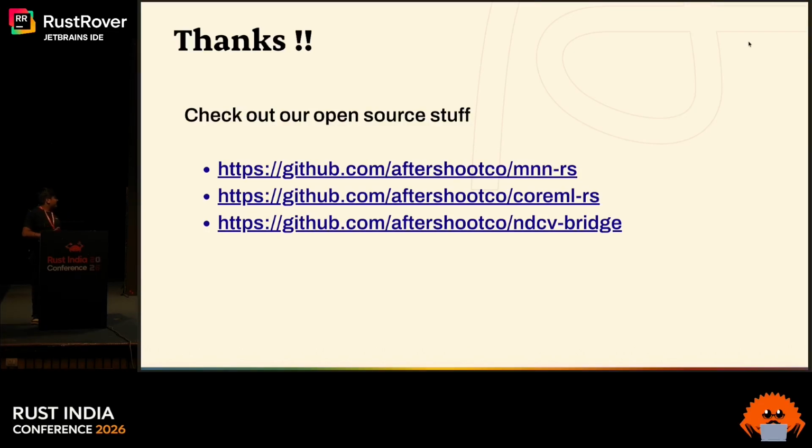Okay, so yeah, that's what MNN RS and CoreMLRS is for. The engines already exist. So MNN and CoreML, for example, are the engine. We built safe FFI bindings. These are C++ or C libraries, and we built safe bindings over that to be able to use that in Rust.